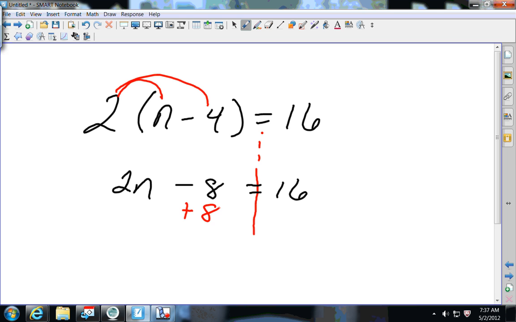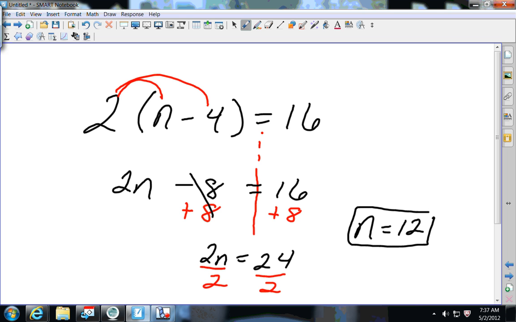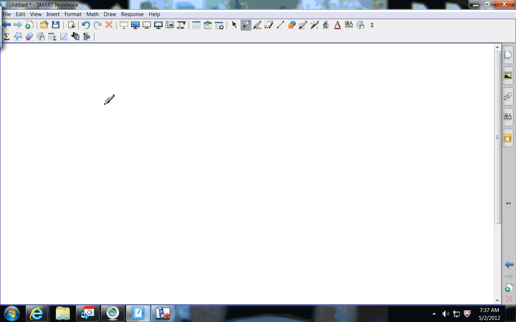I'm going to add 8 to each side. I get 2n equals 24. Divide by 2. N equals 12. Again, check the exact same way. What about this one? What would we do here?